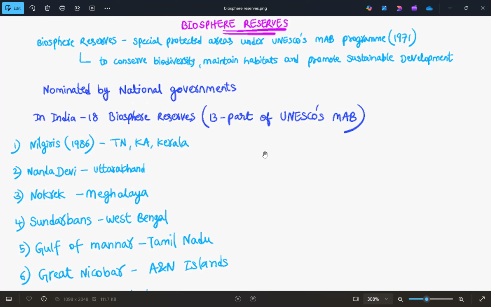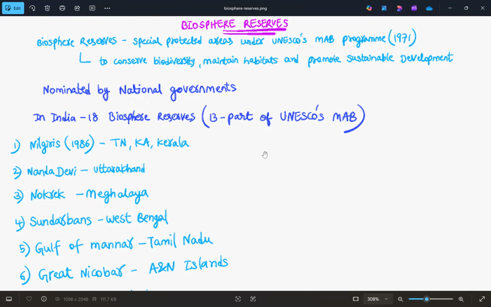These are special protected areas under UNESCO's Man and Biosphere program, which was started in 1971 as earlier told. But what is UNESCO? UNESCO is a specialized organ of the United Nations. Under the static GK list, we'll also cover the specialized organs of the United Nations. And what is the full form of UNESCO? The full form of UNESCO is United Nations Educational, Scientific, and Cultural Organization. So the MAB program, the Man and Biosphere program, was started by UNESCO in 1971.